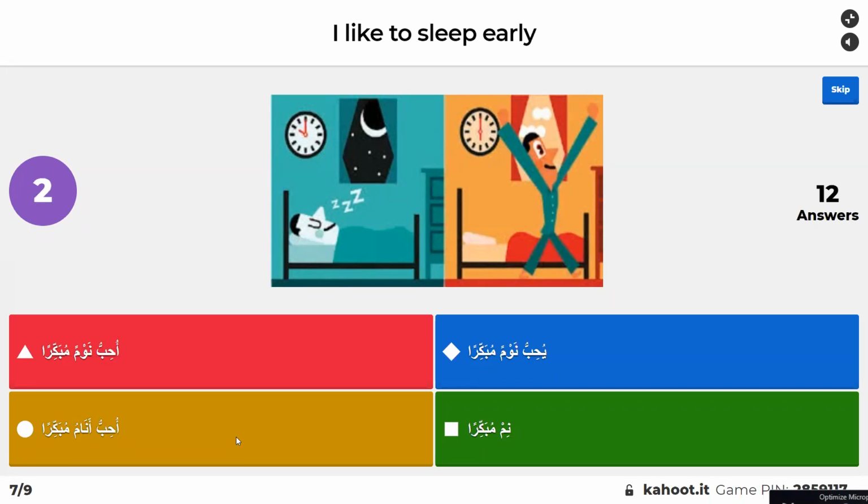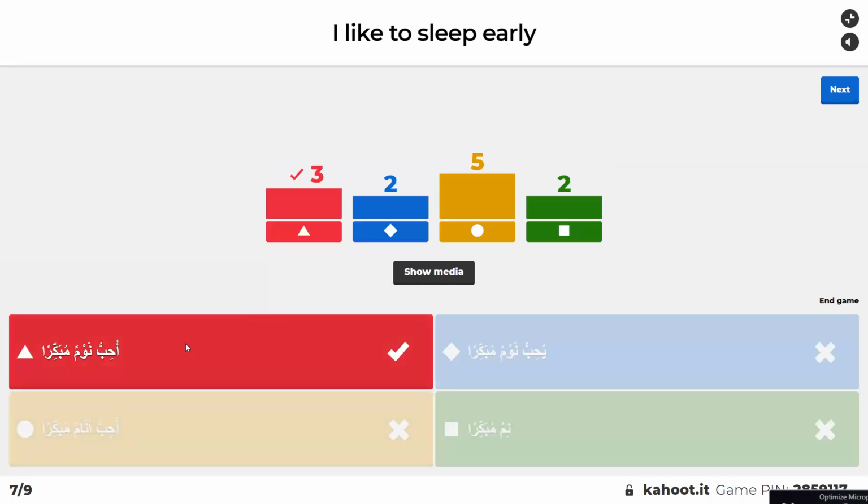3 seconds to go. Uhibbu nauman mubakkiran. To sleep is nauman. Orange has 5 people. Uhibbu is I like. Anamu is I sleep. I like, I sleep early has 2 verbs.